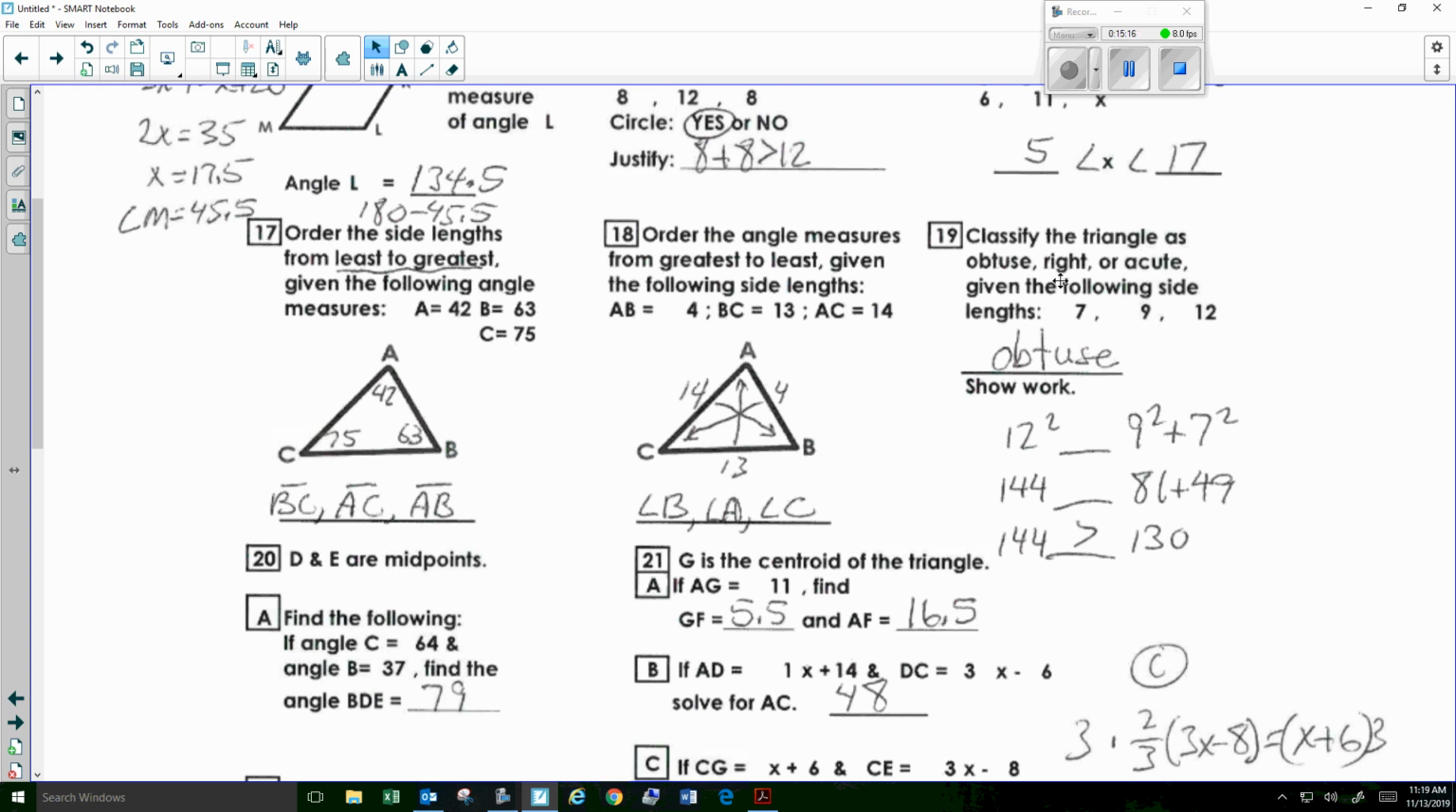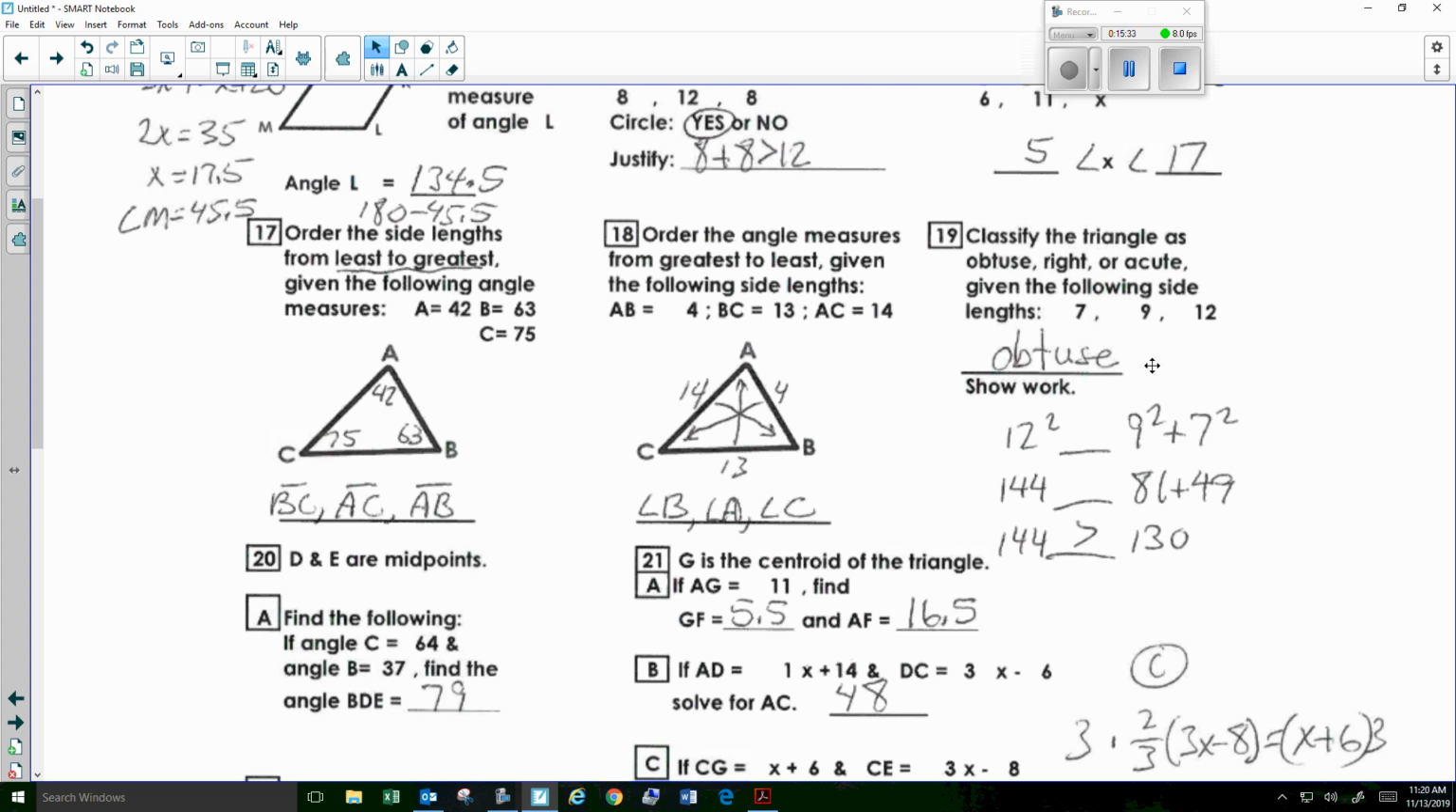Number 19, classify the triangle as obtuse, right, or acute given the following lengths. This is the video I sent you on just this problem because I forgot to go over this one. So you have a video just for this one problem. The longest side, no matter where it is in the three they give you, is always C. You put that down first.